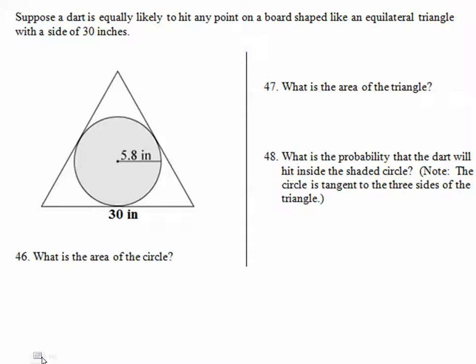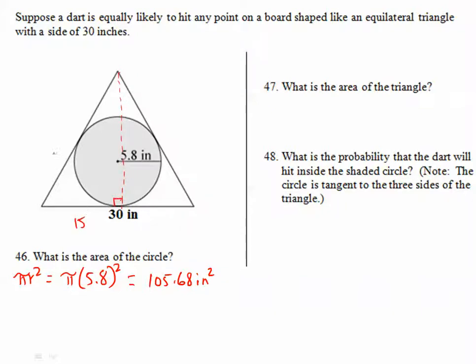So then, suppose a dart is equally likely to hit any point on a board shaped like an equilateral triangle with a side of 30 inches. So it says, what is the area of the circle? Well, my formula for area of a circle is pi r squared. My radius is 5.8, so I get 5.8 squared times pi. So the area of my circle is 105.68 inches squared. The area of the triangle, I have to draw in my height.